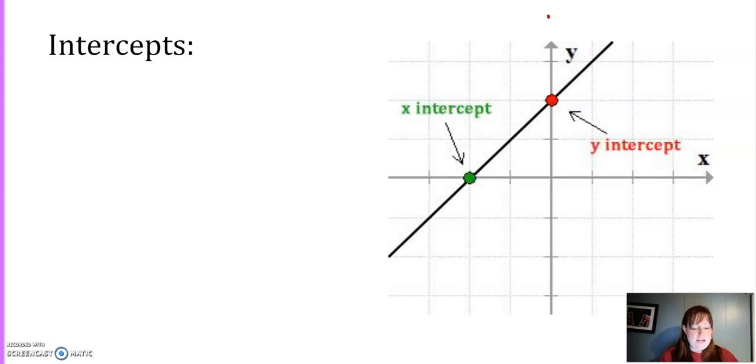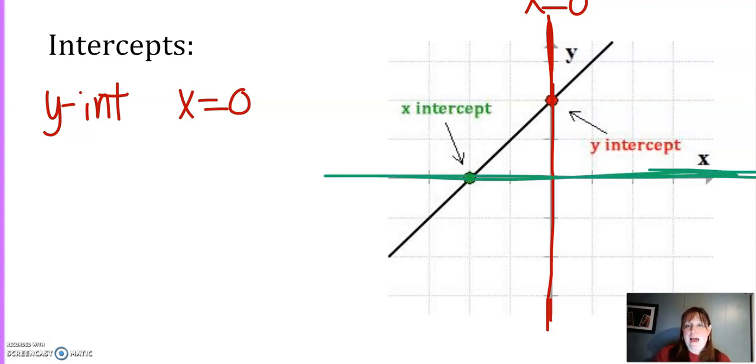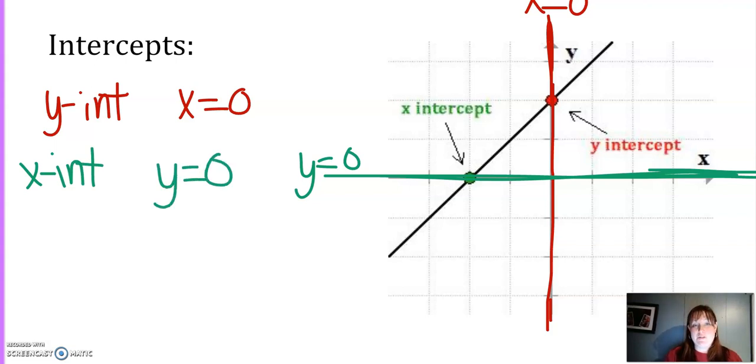So think about, what is x equal to at the y-axis? Well, x always equals 0, right? So at your y-intercept, your x is always going to equal 0. And your x-intercept is along the x-axis. What does y equal at the x-axis? Well, y is always equal to 0. So your x-intercept, excuse my voice, is where y equals 0.